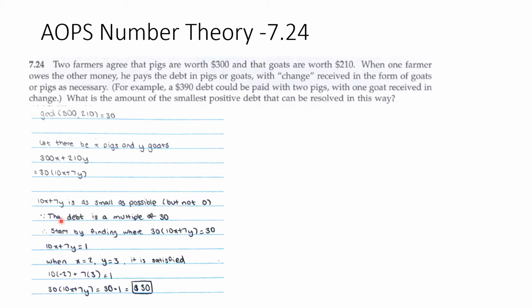So since the debt is a multiple of 30, we start by finding where 10x plus 7y, which is the debt, is equal to 1. So when x is equal to 2 and y is equal to 3, this is satisfied. So when it's like that, then the value is 1. So if you find the value of the whole debt, you multiply this by 30, so it's $30.